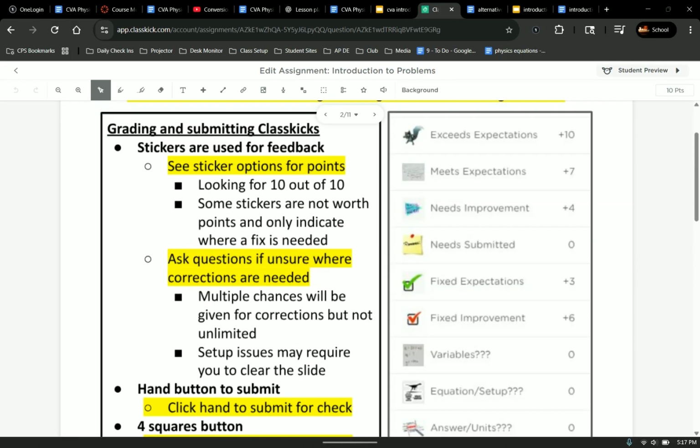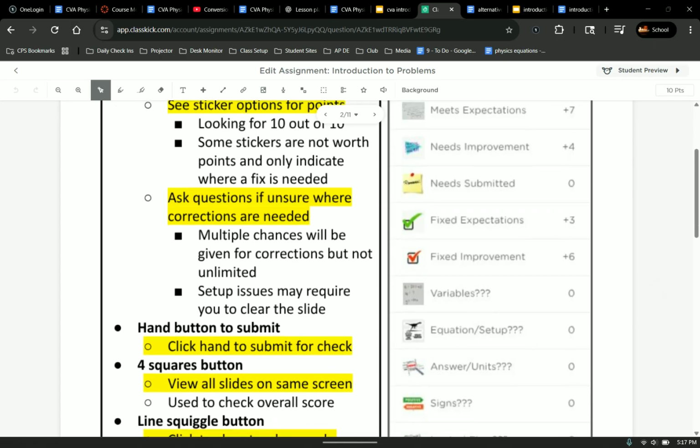But anyway, ultimately, once you fix it, I'll put a fixed expectations sticker, and that'll bump your 7 up to a 10 out of 10. And same thing with needs improvement. You get a 4 out of 10, but once you fix it, I'll say, hey, you fixed the improvement, and now you got another 6, so you got a 10 out of 10. Again, ask questions if you're unsure. I'm just doing a quick little sticker like, hey, there's a problem here. Look at it again. And if you look at it again and you're not sure, obviously ask me for help.